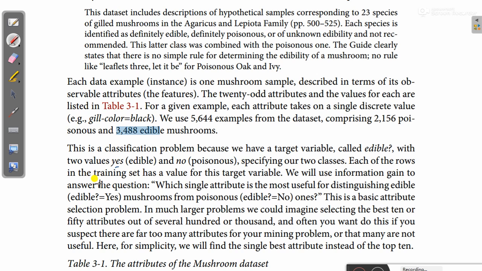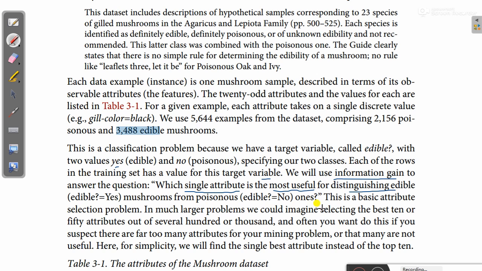Each of the rows in the training set has values for this target variable. We will use information gain. So here we will use this term to answer the question: which single attribute is most useful for distinguishing edible mushrooms from poisonous ones? Meaning we will try to find the attribute which is most useful for distinguishing these classes.